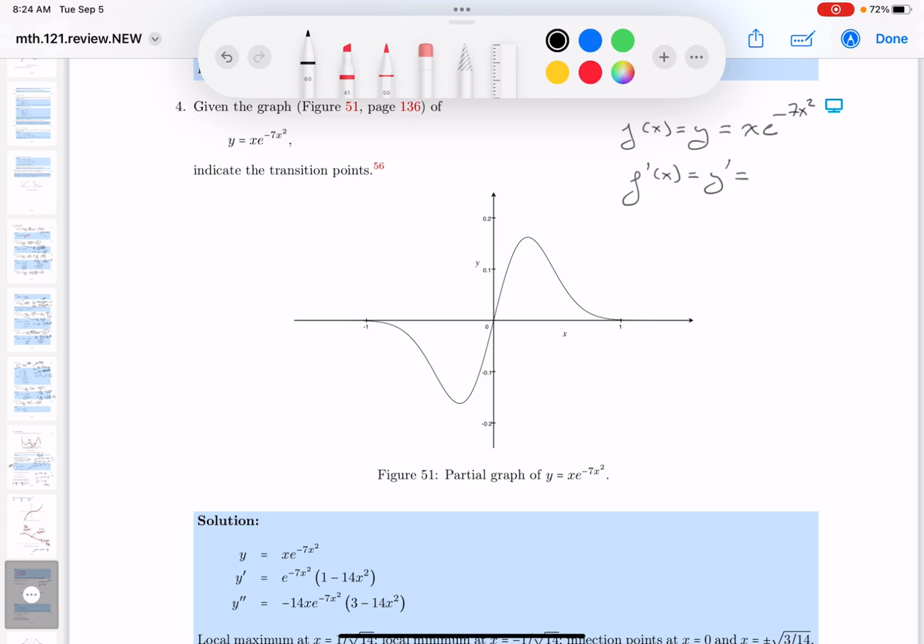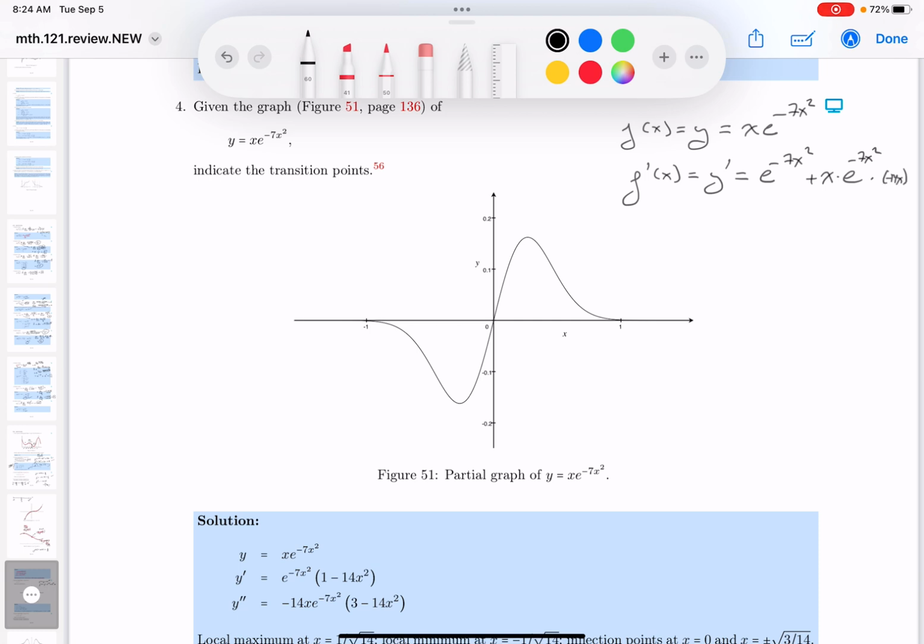That's going to be the product rule. Let's take a look at that. So I'm going to say e to the minus 7x squared. And then, again, I've got to be careful. It's going to be plus x times e to the minus 7x squared. I've got to do the insides. That's minus 14x.